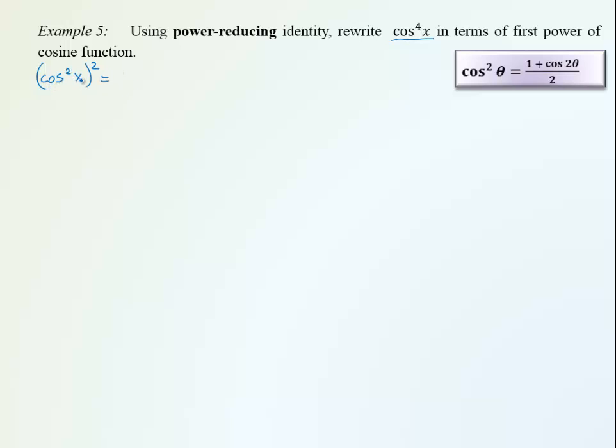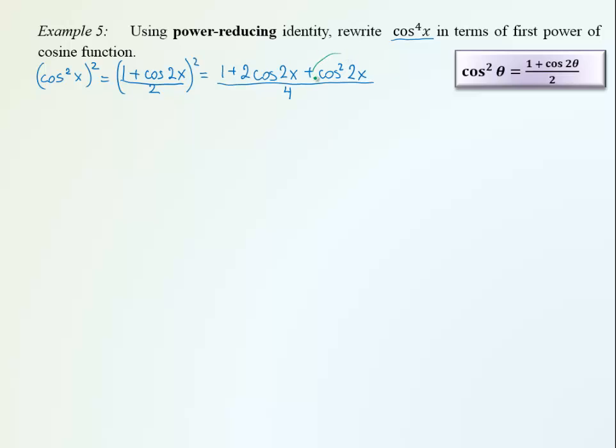Since cosine square x, according to this formula, is equal to 1 plus cosine double angle, so 2x, over 2. Then, after squaring, we perform perfect square in the numerator, so we get 1 plus double the product, 2 cosine 2x, and plus cosine square 2x, everything over 4. Okay, so we decreased the exponent 4 to a first power and also the second power.